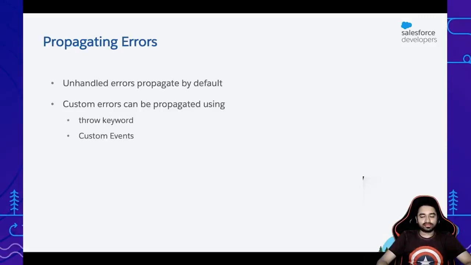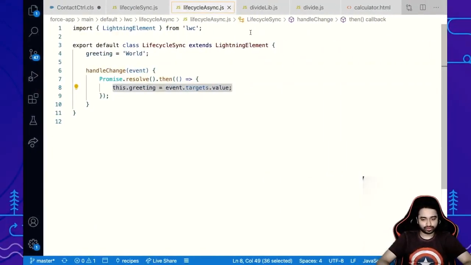Now, propagating errors. So we understood the life cycle. Now, how do errors get propagated? These unhandled errors are propagated by default. If you don't do any of your error handling mechanisms, they are propagated by default through the component hierarchy. But custom errors: let's say you decide you want to handle an error and you want to throw a custom error of your own. Those can be propagated in two ways. One is using the throw keyword and the other is using custom events. So let's take a look at how those work.